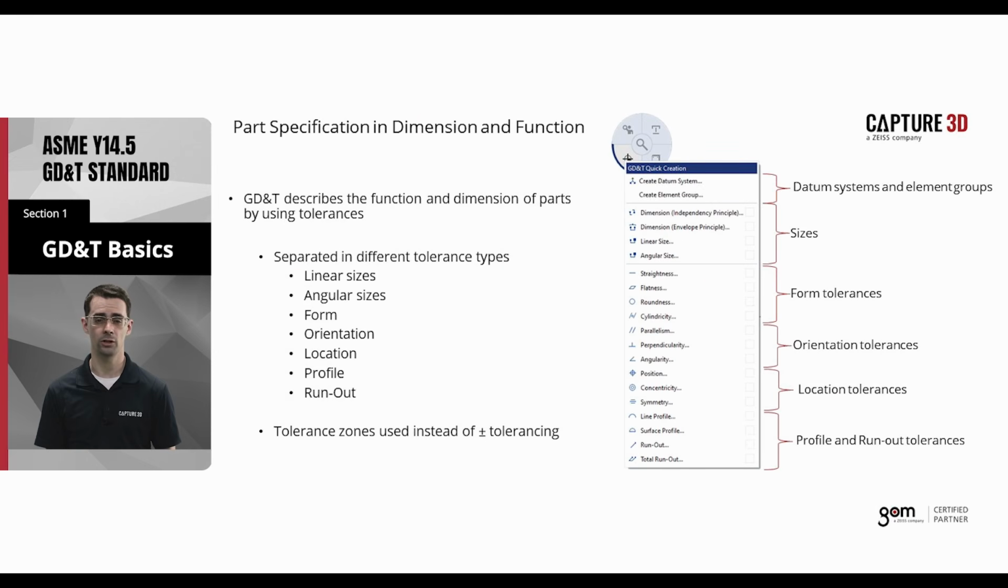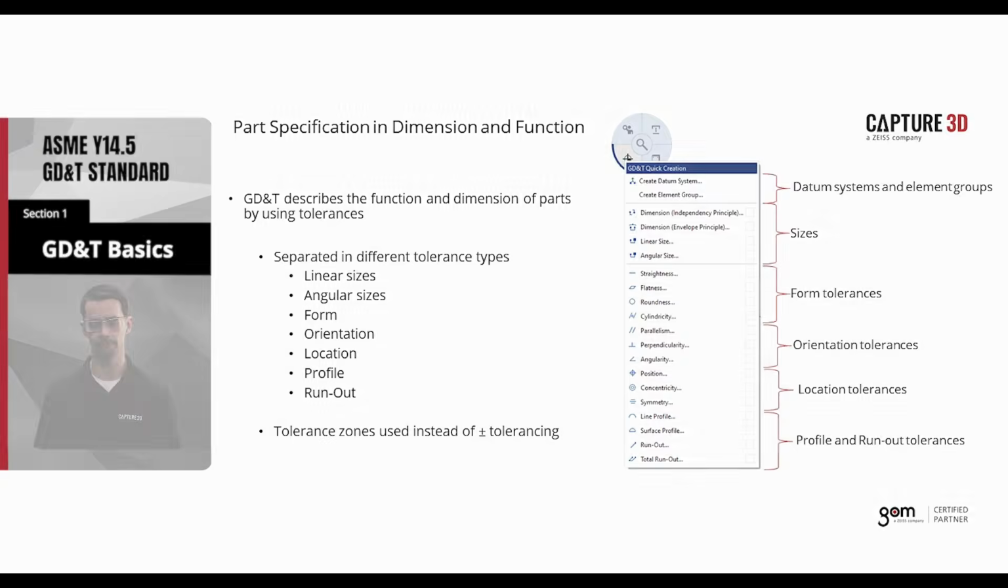GD&T callouts are broken into a couple of different areas. Generally speaking, you start with datums, then you define things with sizes. From there, you refine the requirements with form tolerances, orientation tolerances, location tolerances, and lastly, profile and runout tolerances, which kind of do a little bit of orientation and form.